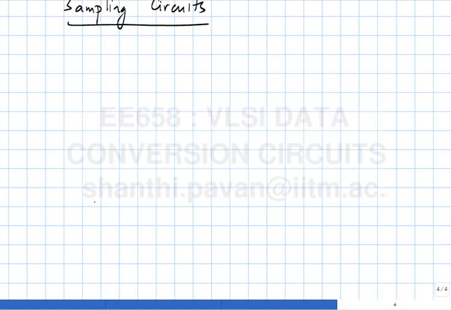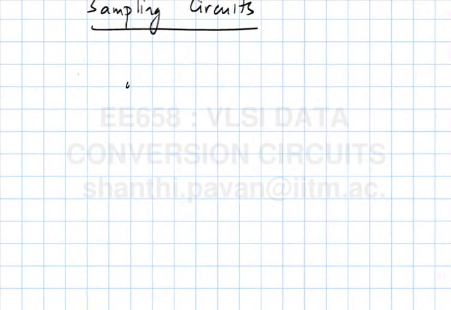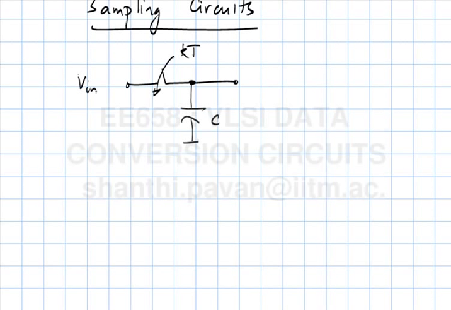And so the simplest sample and hold, I mean sampling circuit, that you can think of is basically this. If you want to sample at a rate 1 over T hertz, you take a switch, and this is Vin, and the switch is operated by some kind of clock waveform. This is the sampling period, which is T.